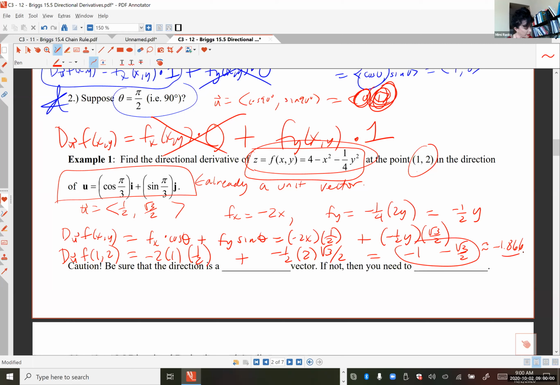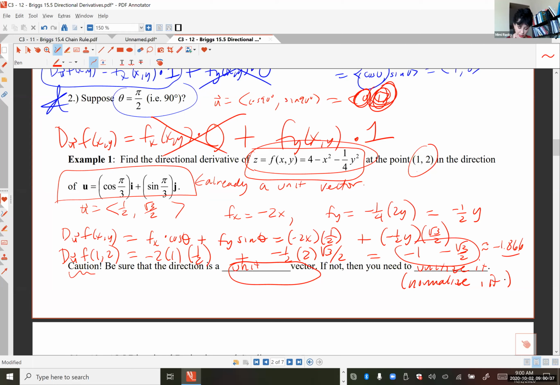I'm done with example 1. Now, you have to be careful, and I'm being redundant here, but this is part of the way I teach: the direction has to be a unit vector. If it is not a unit vector, it's your job to unitize it. And a lot of times they don't give you the hint to unitize it. Sometimes MyMathLab is really nice and they do, but they may not. So you need to unitize it, which is also known as normalizing it. That's another way to say unitize a vector: normalize it.